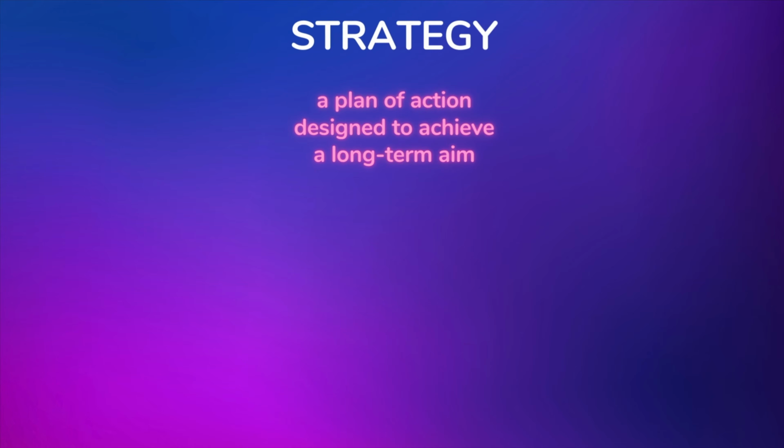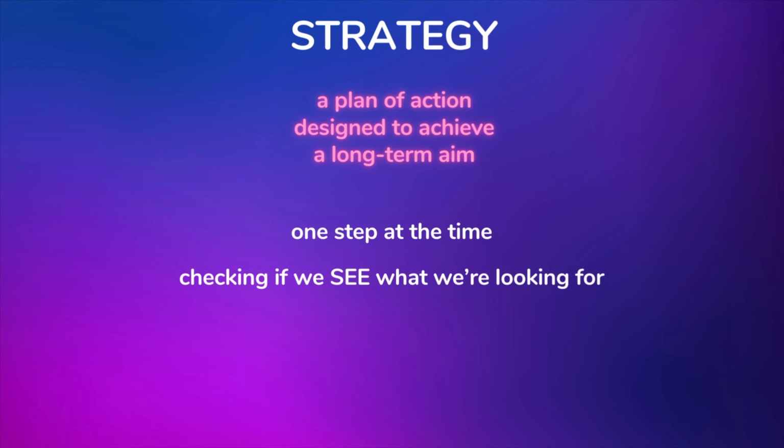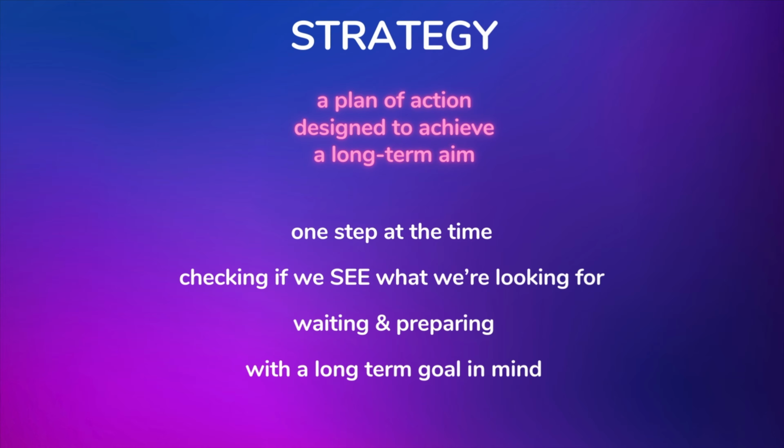Well, a strategy is simply a plan of action that's designed to achieve a long-term aim. And so, with a plan of action designed to achieve a long-term aim, what we're talking about is taking things one step at a time, checking if we see what we are looking for, and so seeing if the price wants to behave in a certain way. We're talking about waiting and actually preparing to act. We're not just talking about action, but about waiting and preparing to act. And we always have a long term goal in mind.